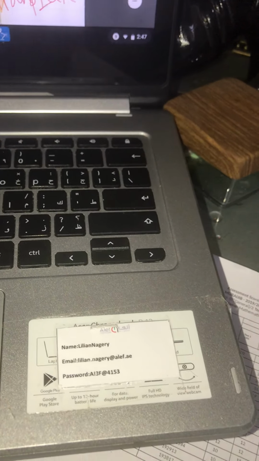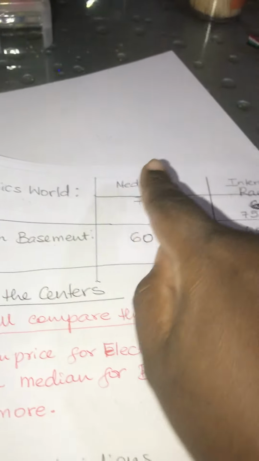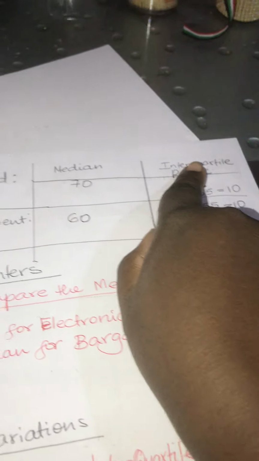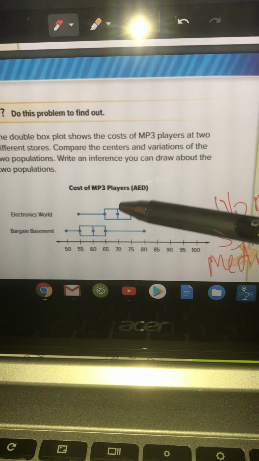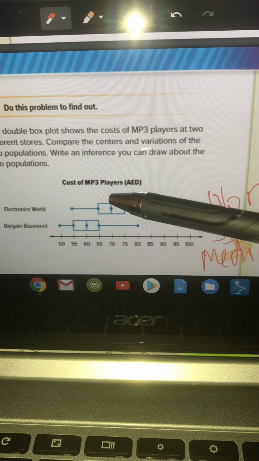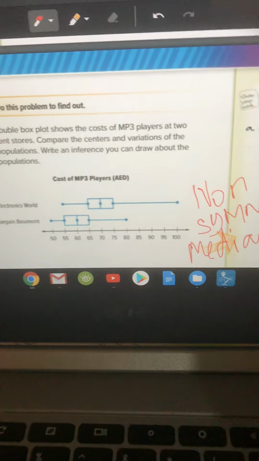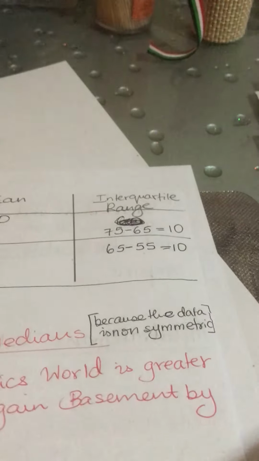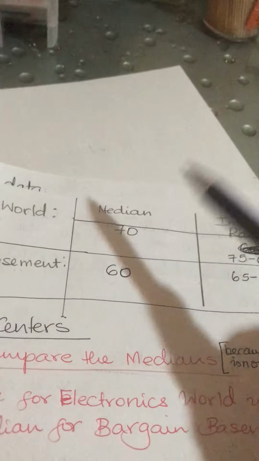Where is my example A? Okay, here is my example A. So I drew my table. Electronics World, Bargain Basement, median, and interquartile range. The median for Electronics World is 70. For the interquartile range, I took 65 and I took 75. So 75 minus 65 is 10.